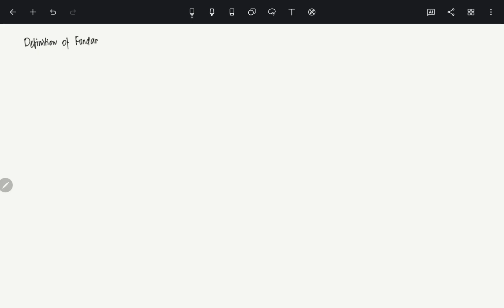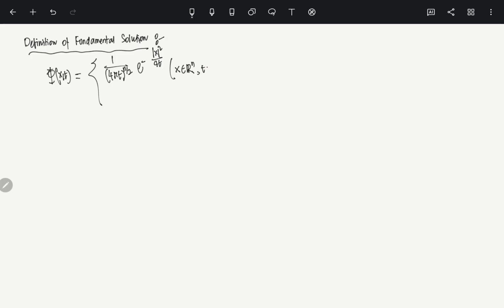Fundamental solution. What is it? Definition of the fundamental solution. Let's just write it. We will write it as phi of x, t, and it will look exactly like the Laplacian one, with a little change: 1 by (4 pi t) to the power n by 2, times e to the power minus |x|^2 by 4t, where x is in R^n and t is greater than 0. And 0 if x is in R^n and t is negative. So this is called the fundamental solution of the heat equation.